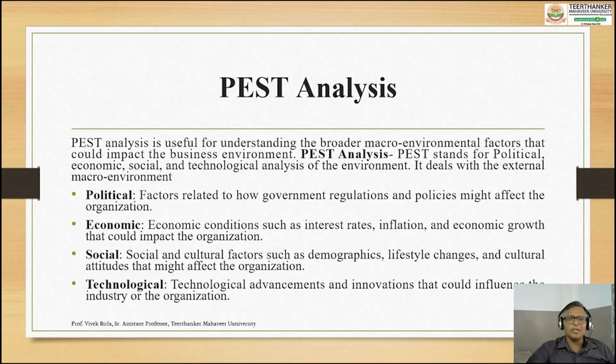In this PEST analysis, P represents the political, that is, the factors related to how government regulations and policies might affect the organization. E represents economic conditions such as interest rates, inflation, and economic growth that could impact the organization. S represents the social and cultural factors such as demographics, lifestyle changes, and cultural attitudes that might affect the organization. And T represents the technological advancements and innovation that will influence the industry or the organization. So PEST represents the political, economical, social, and technological analysis of the environment.